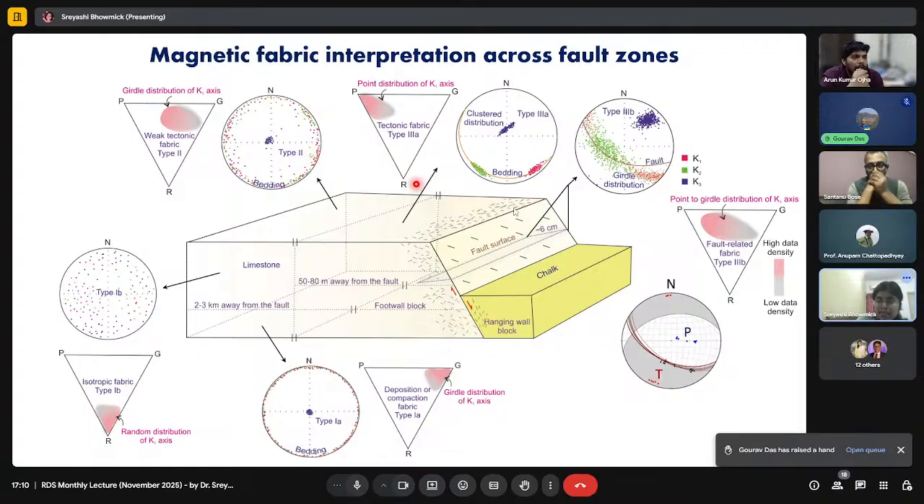Yes, but this is not exactly very case specific. What I'm trying to say is, when we move 50 to 80 meters away from the fault, we could also find tectonic fabric if the fault related deformation is not predominant. Now, this is a general model, not very specific to my case. But in general, if we move away from the fault zone, we can find the effect of the tectonic field. And in our case, luckily, we got such an exposure where we could see the preservation of the tectonic fabric. So this is related to the far field stress, and this is related to the local strain field.